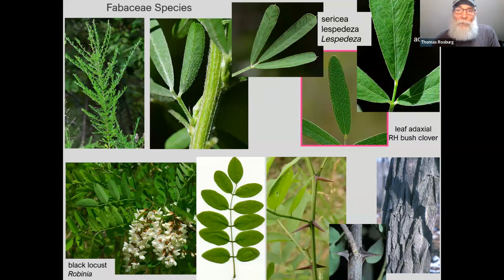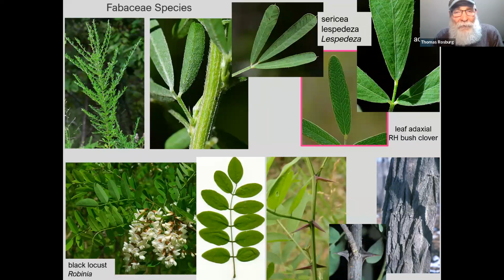Here we've got one of the really bad members of the Fabaceae when it comes to invasiveness, Sericea lespedeza, Lespedeza cuneata. It doesn't really look too much like round-headed bush clover, which is shown right here, again in the pink border here. That's round-headed bush clover. The leaflets resemble it a little bit. Sericea lespedeza looks more like Lespedeza virginica.